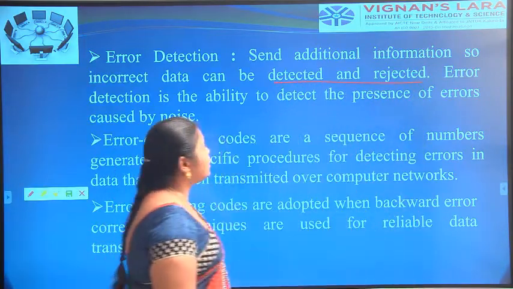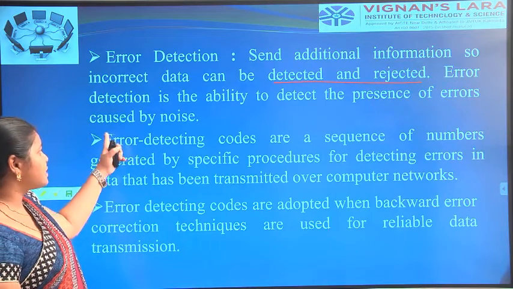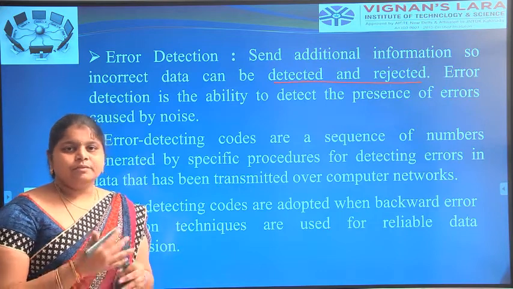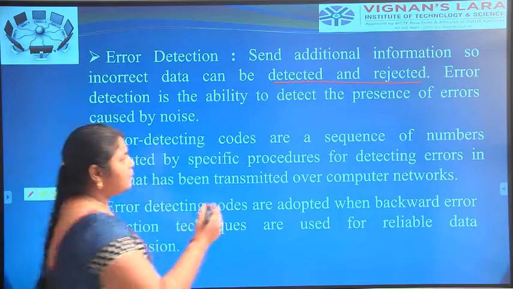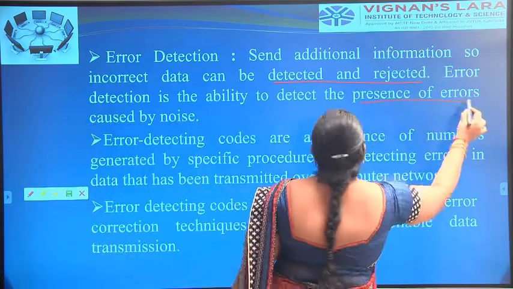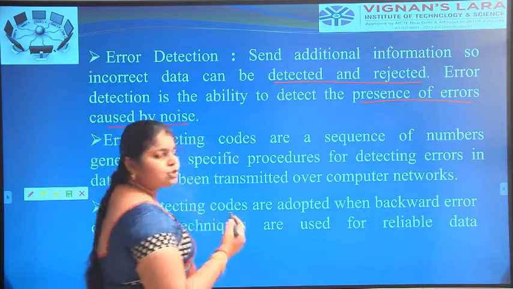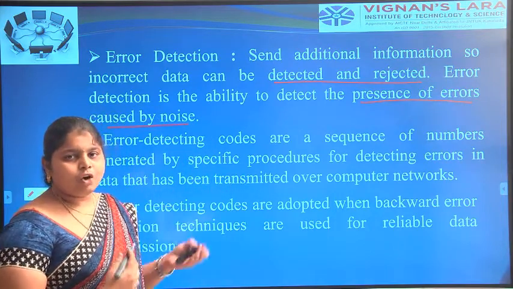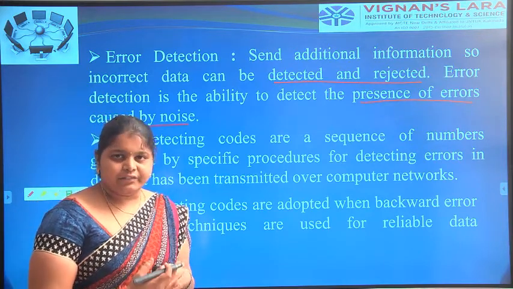Okay, error detection is the ability to detect the presence of errors caused by noise. Noise means the actual data is not sent correctly between the sender and receiver side. Presence of error, caused by noise, means the actual data is not sent from the source to the destination. Once an error is detected, it can be rejected and rectified.